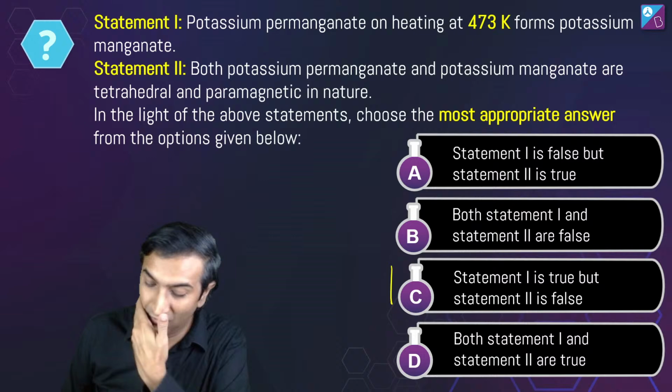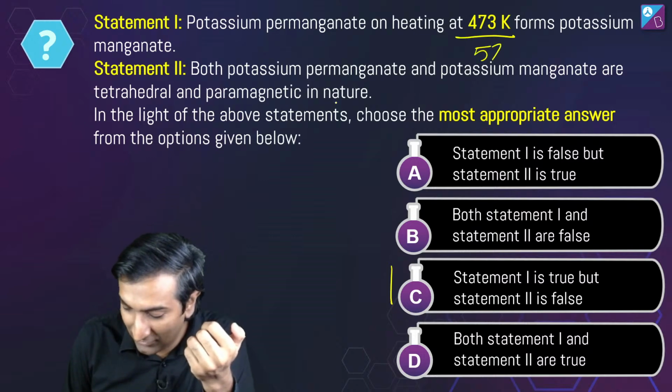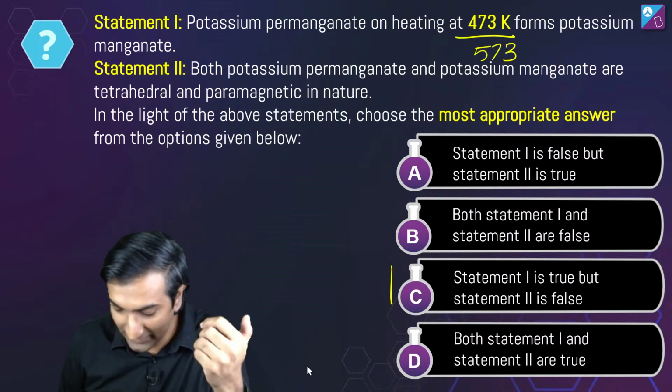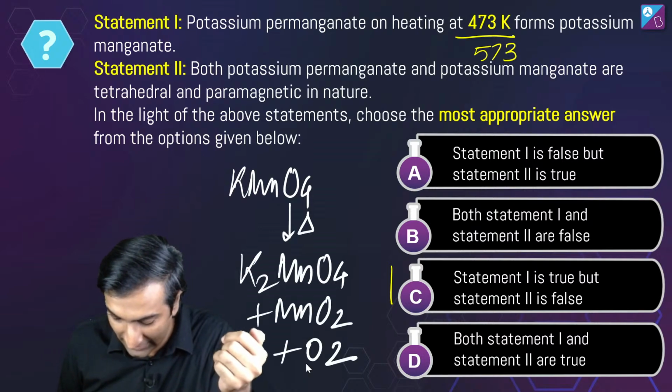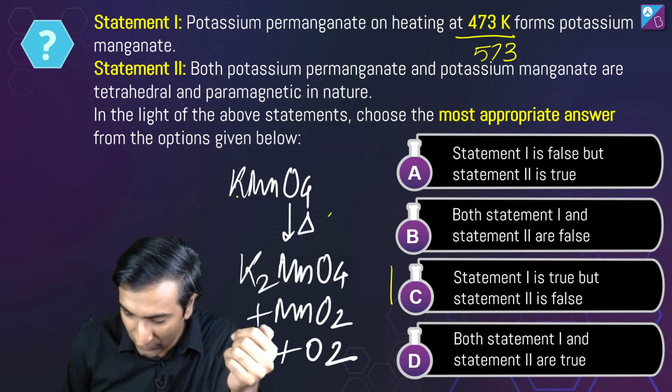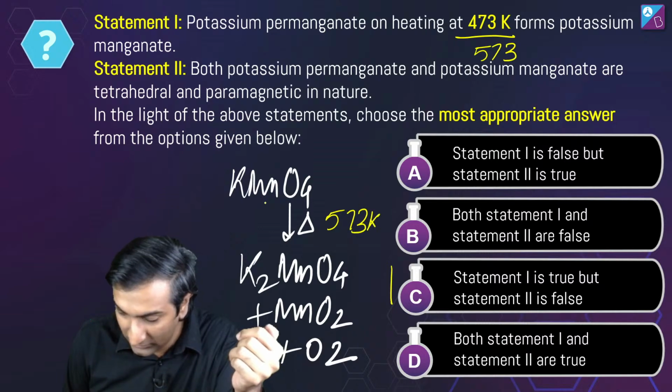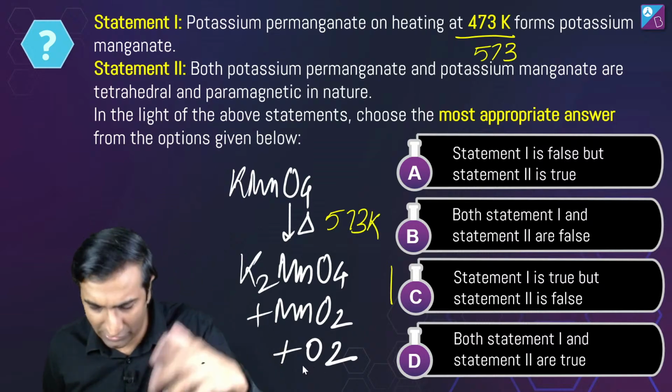If I was setting a question, I probably want to do it. The actual temperature is 573, not 473. But otherwise, you guys are right. Yeah, this is a disproportionation reaction, etc. You do heat, and you heat at 573 Kelvin. And the whole thing is that you're right. You got the logical part right.